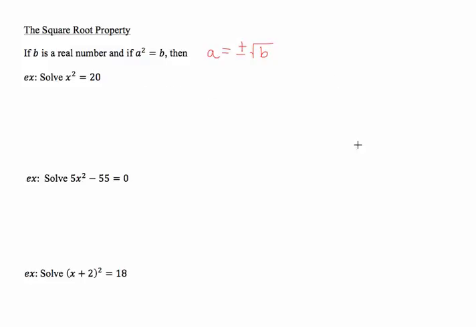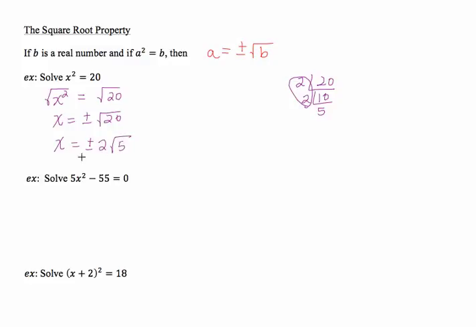So let's use that in another example to solve x squared equals 20. So taking the square root of both sides gives us x equals plus or minus the square root of 20. And now we have to figure out if that simplifies. Let's go over here to the side. 20 is divisible by 2 is 10, divides by 2 is 5. So we can pull out a 2. So there are two solutions, positive or negative 2 radical 5.